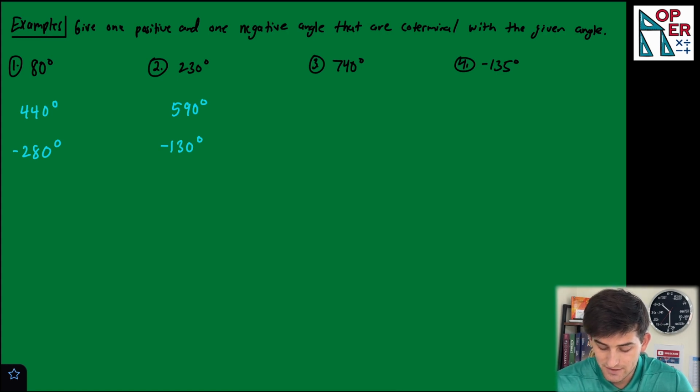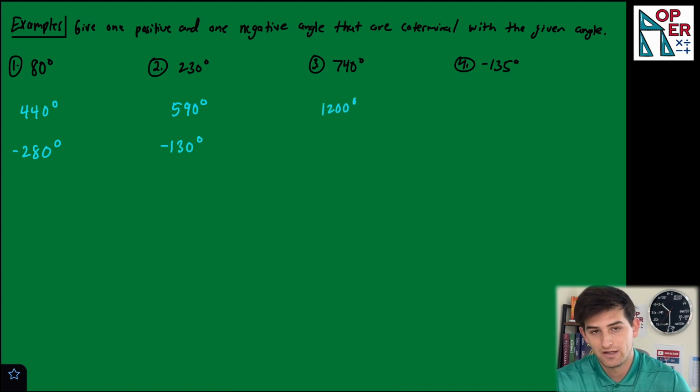All right, number 3, we have 740. So to find one of our positive coterminal angles, we technically could add or subtract 360 in this case, right? Because if I subtract 360, I still have a positive angle, which would satisfy the requirements for these problems. But I'm just going to go ahead and stick with our pattern, and I'm just going to add 360. So that's going to give me a 1,200 degree angle.